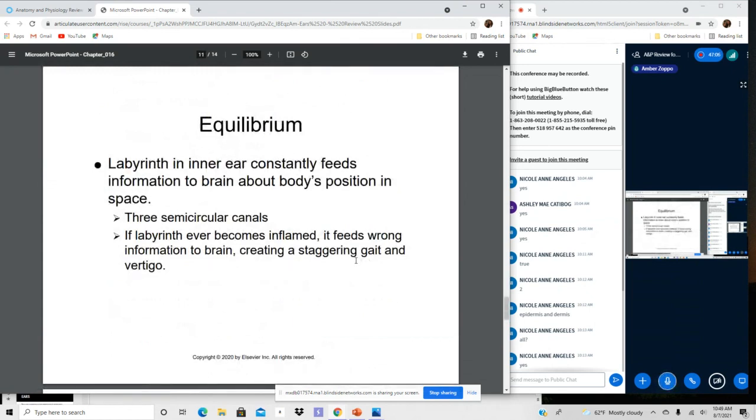Equilibrium. The labyrinth in the inner ear constantly feeds information to the brain about the body's position in space. It has 3 semicircular canals. If the labyrinth ever becomes inflamed, it feeds the wrong information to the brain, and it may cause the patient to have a staggering gait or vertigo. So remember, our equilibrium may be affected if there's damage to the labyrinth. It may cause a person to have a staggering gait or vertigo, which is dizziness.